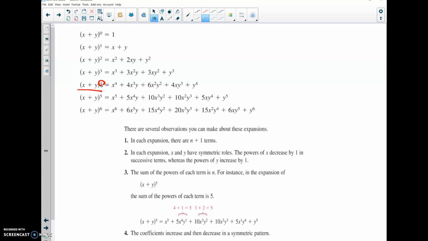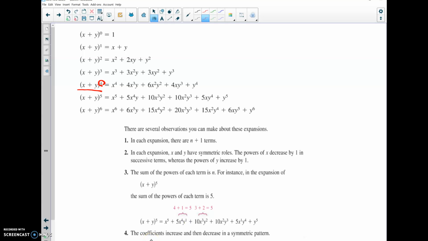x and y have symmetric roles, meaning, take a look, as the power of x decreases from 6, 5, 4, 3, 2, 1, nothing, because x to the 0 is 1, so it wasn't there anymore, the powers of y increase: none, 1, 2, 3, 4, 5, 6. The sum of the powers of each term is n. So if we're looking at the 5th power, x to the 4th, y to the 1st, 4 plus 1 is 5, or 3 plus 2 is 5, or 2 plus 3. The powers of your variables add up to the power you're taking.